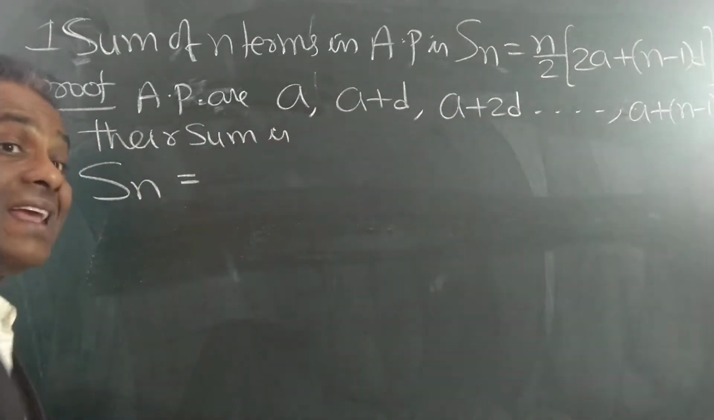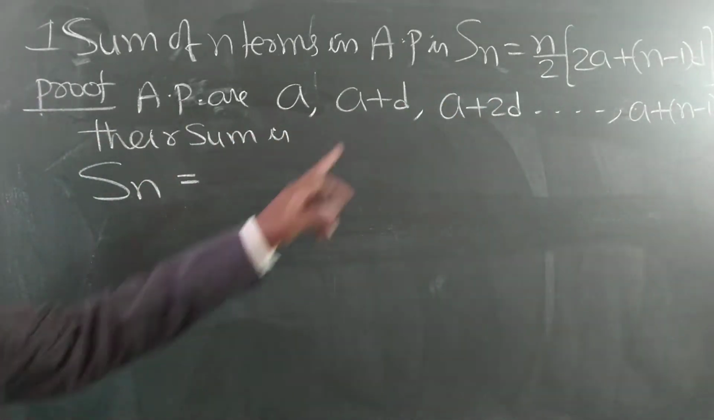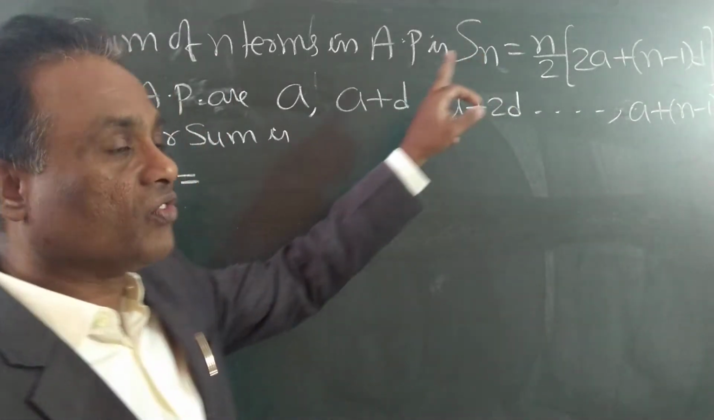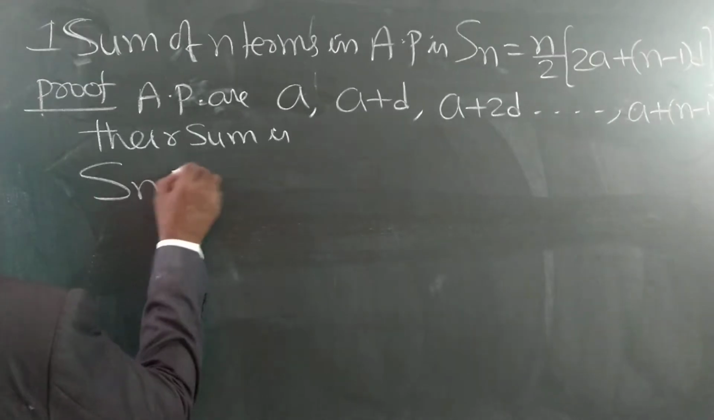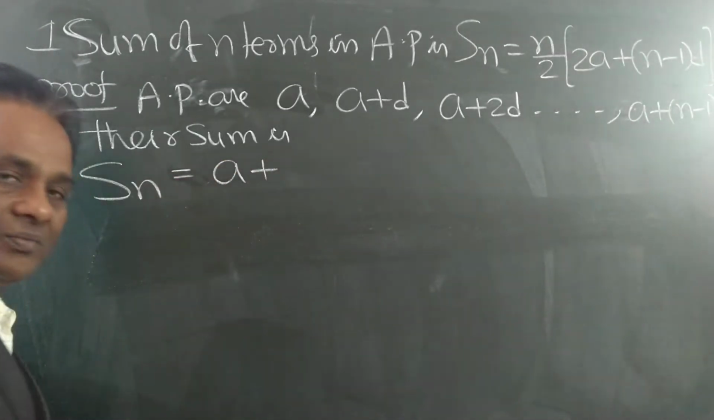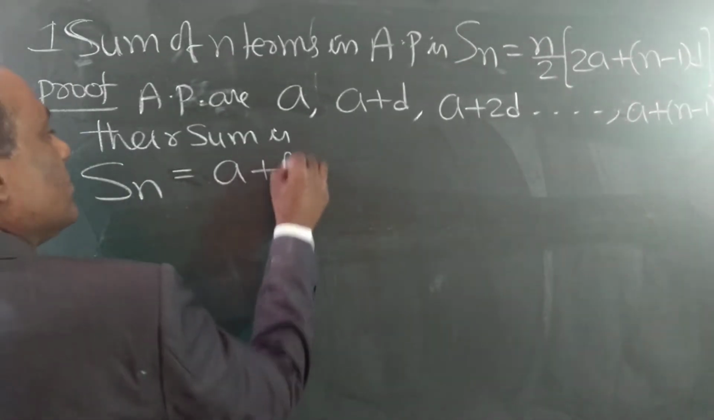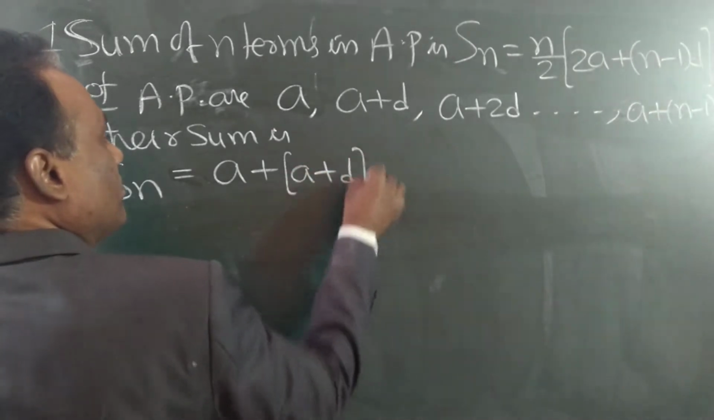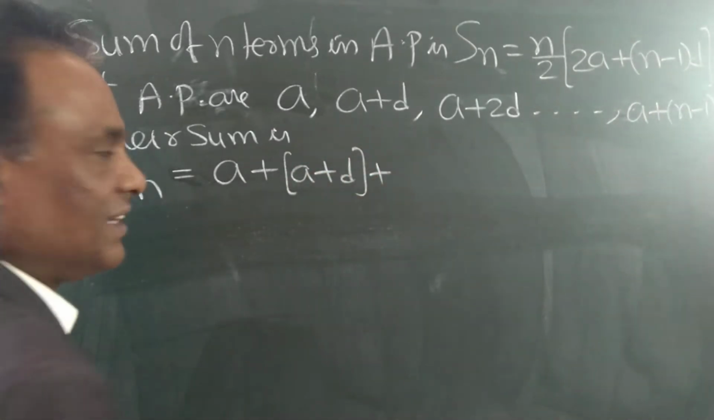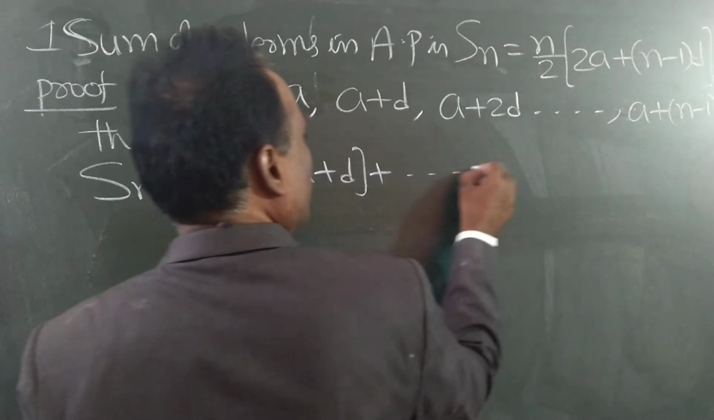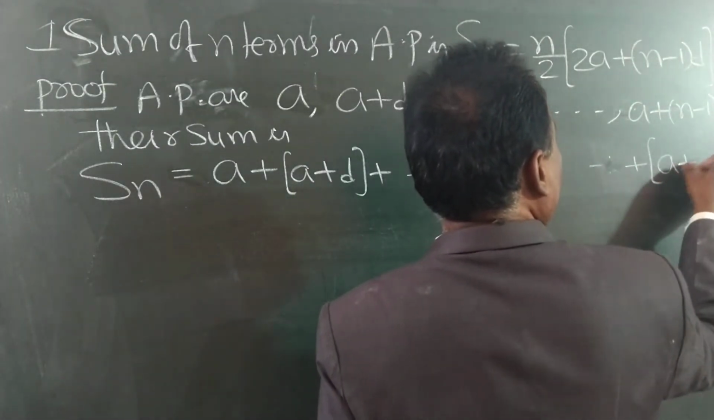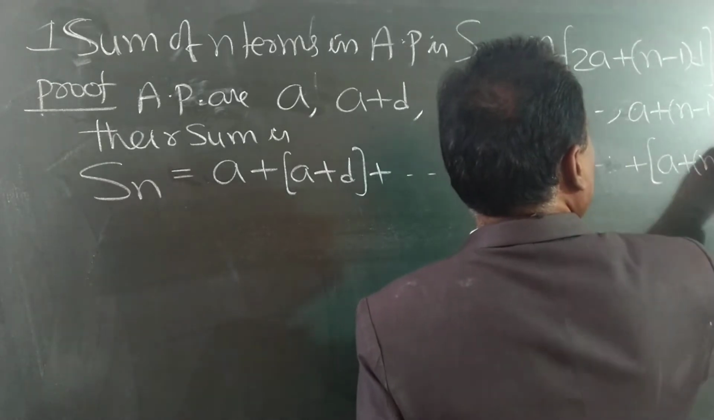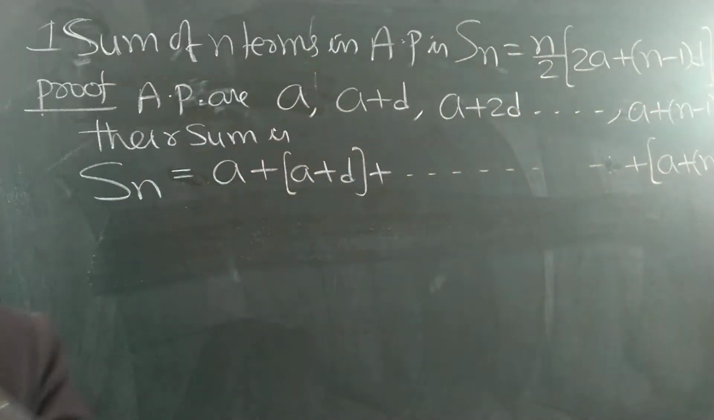I am adding these terms because we have to derive the formula for the sum. The sum is denoted by the symbol Sn. I am adding this: a plus, what is the second term? a plus d plus, third term a plus 2d plus, and so on, last term a plus (n minus 1) into d.